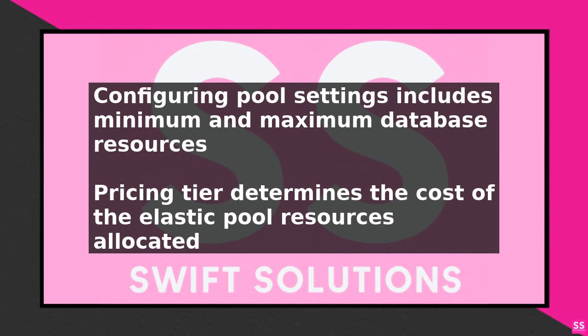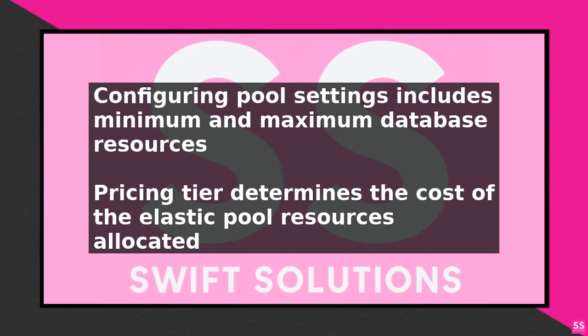Best practices for configuring an elastic pool include monitoring the pool's performance and adjusting the settings as needed. You should also ensure that the pool has enough resources to handle the workload of all the databases within it. Additionally, you should consider using automation scripts to manage the pool and its databases, and to scale the pool up or down as needed.